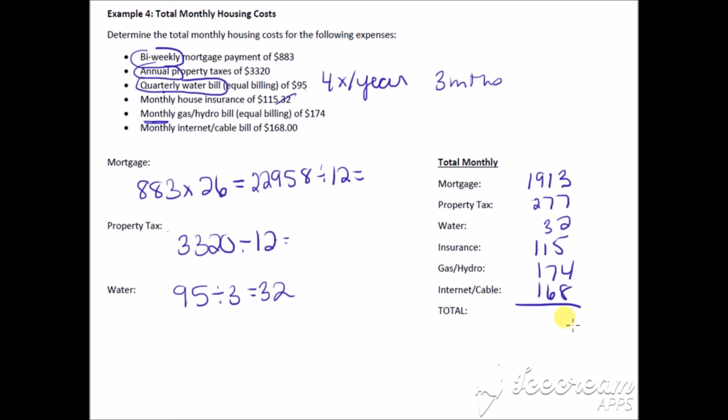And then you want to just add them. 32, 115, 174, 168. Okay, so the monthly bill is $26.79. That would be the monthly housing. This is like the costs of having a house.